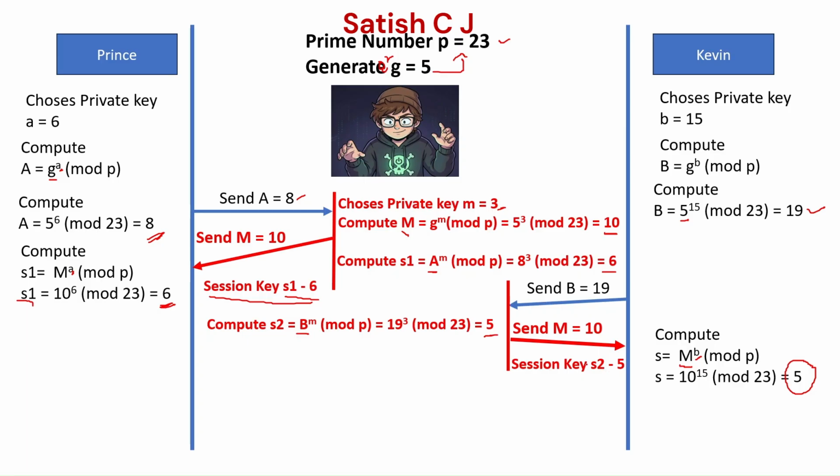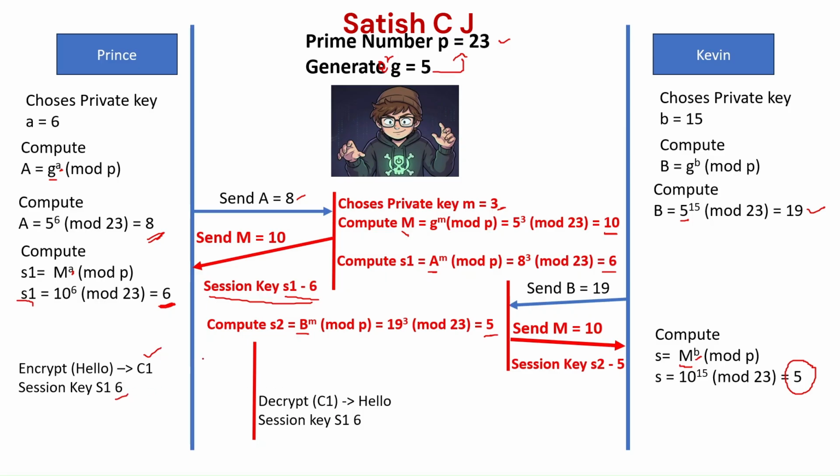So now let's see what happens when Prince wants to transfer hello. Say Prince takes this key 6 and encrypts hello. Say we get the encrypted ciphertext C1, and this message is sent to Kevin, whereas the hacker intercepts it and then decrypts that C1. He can decrypt it because he has the same key 6, the session key S1. He'll be able to decrypt it because he has shared that key with Prince, and he'll be able to know what the plain text is.